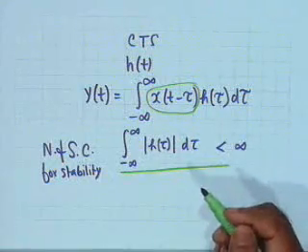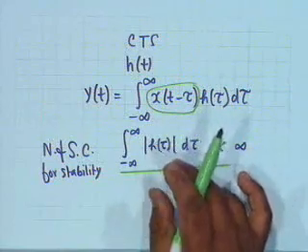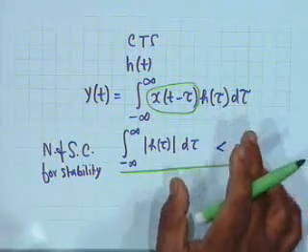For necessity, you have to take an input x of t which is plus 1 when h of t is positive, and an input which is minus 1 when h of t is negative. In an exactly similar manner, you show the necessity. Do I have to write these steps again? No. Thank you. Let's look at an example of a continuous time system whose stability is under question.